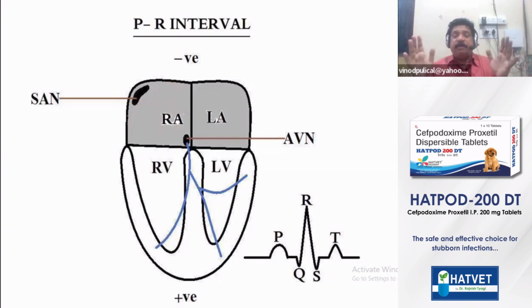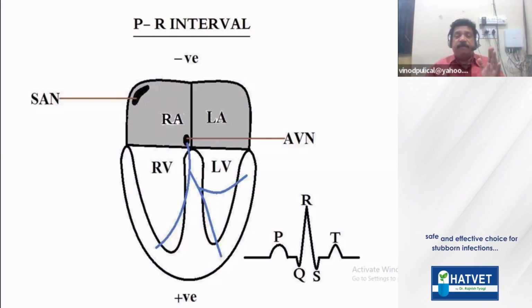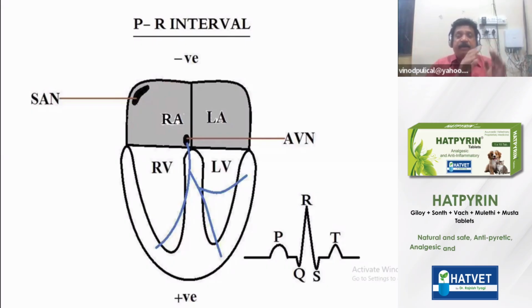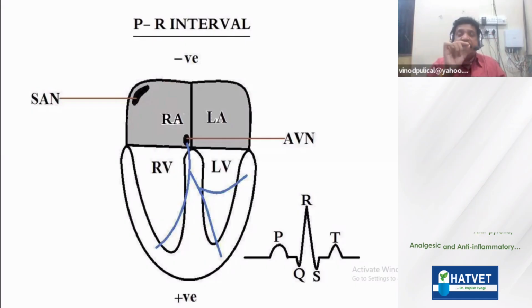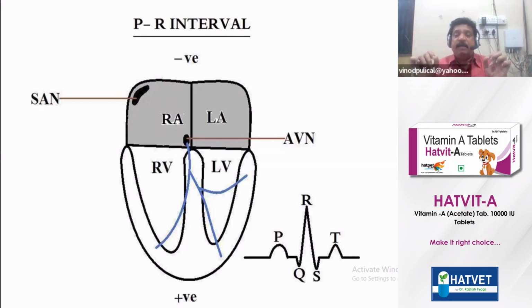Then the PR interval. Coming to the PR interval, after the P there is a Q, and then next is the R. See why this PR interval happens. After the SA node gives off the electrical impulse, it completely depolarizes the atria, that is, atrial depolarization.